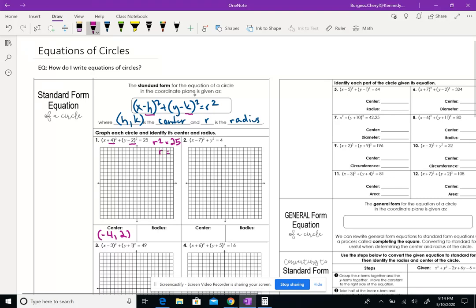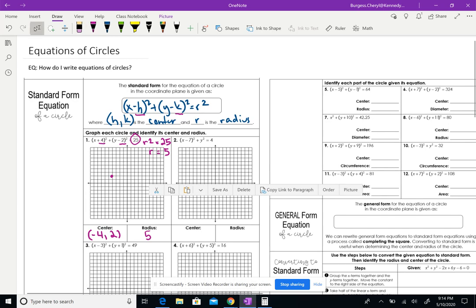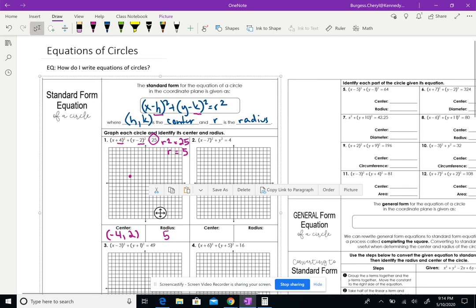We have to take the square root of both sides to find the radius. So it's always the square root of whatever number is here. So our radius is 5. And so we plot our center, (-4, 2). And then I usually draw dots of how far the radius should be.